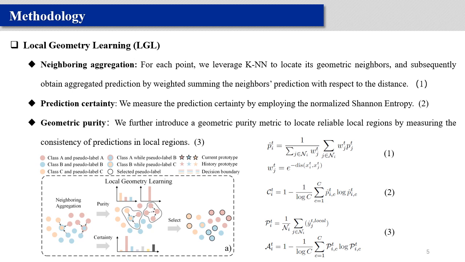As a promising technique in unsupervised learning, pseudolabeling has been widely employed. Existing methods typically generate pseudolabels directly based on single-point prediction, neglecting the local geometry structure, which results in suboptimal results. To tackle this, as shown in the figure, we propose the Local Geometry Learning (LGL) module. It is based on the local KNN clustering strategy, which includes aggregating predictions for each point from its nearest neighbors and calculating confidence by both geometric purity and prediction certainty.